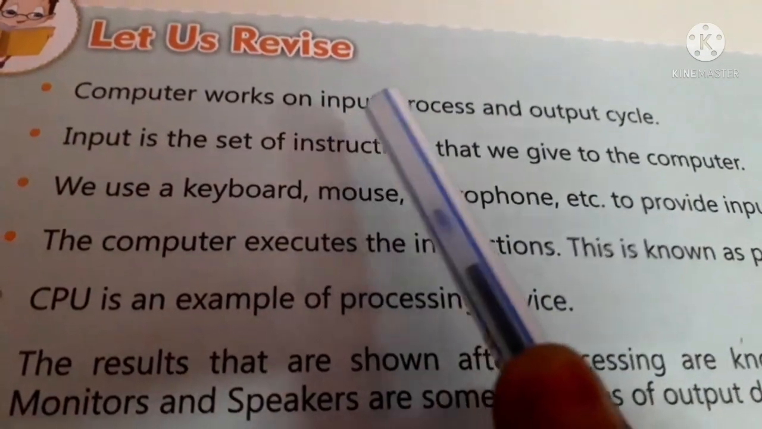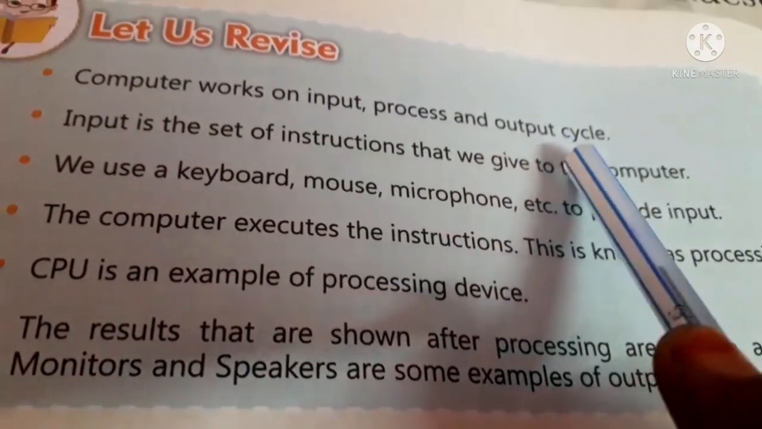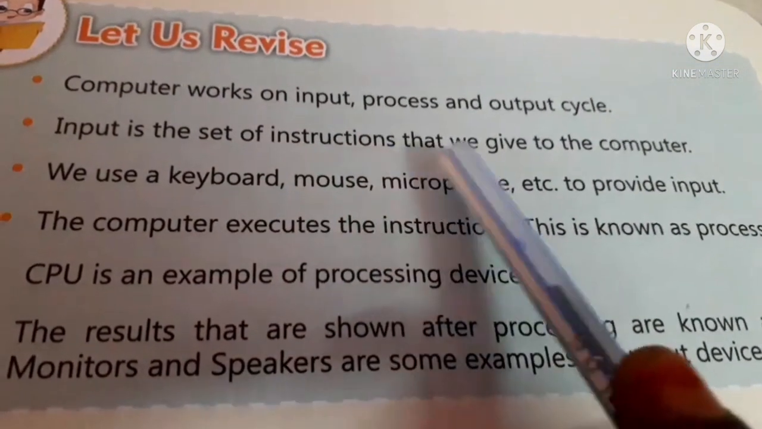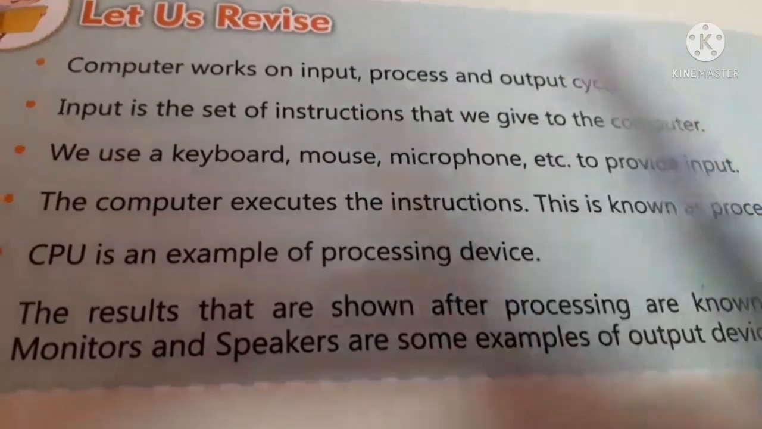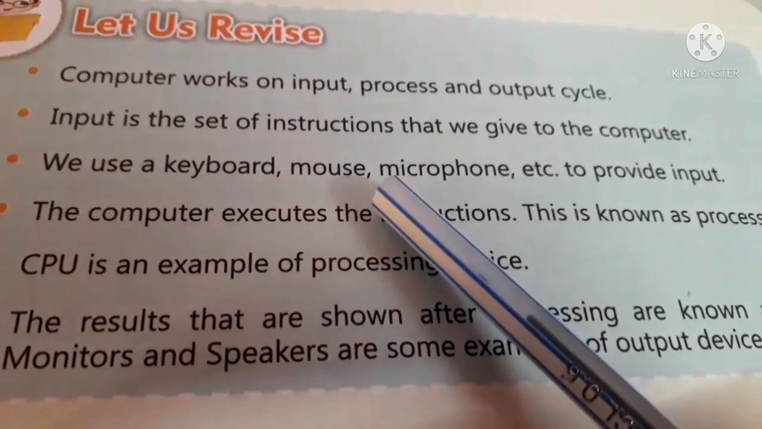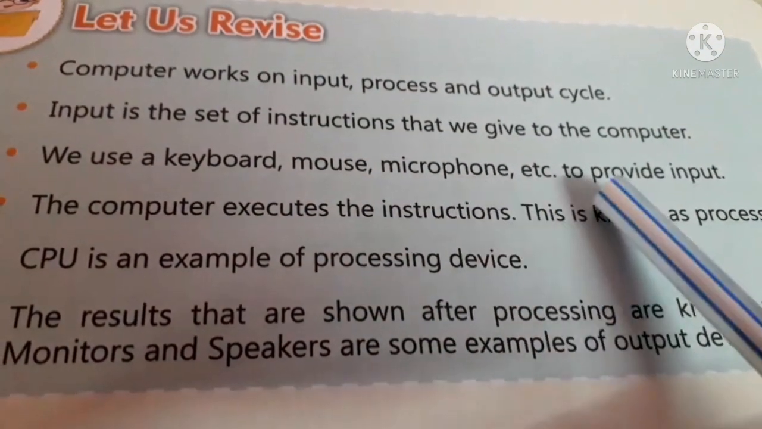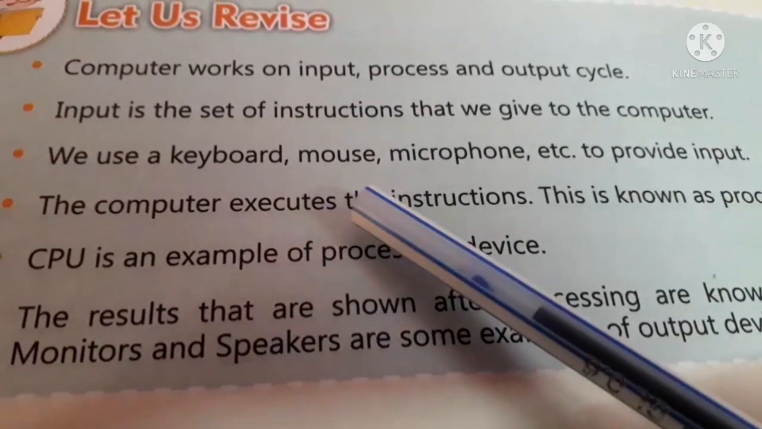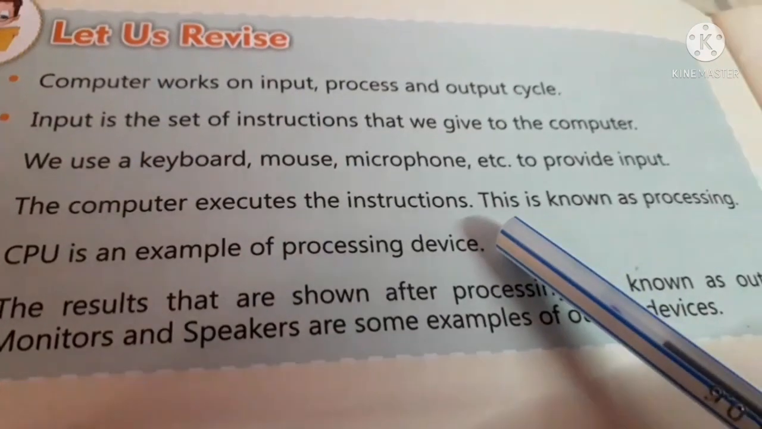A computer works on the input, process and output cycle. Input is the set of instructions that we give to the computer. We use a keyboard, mouse, microphone, etc. to provide input. The computer executes the instructions. This is known as processing.